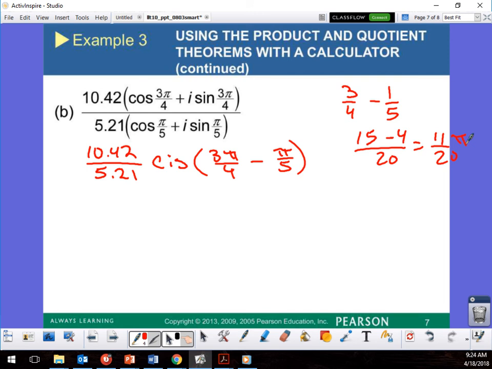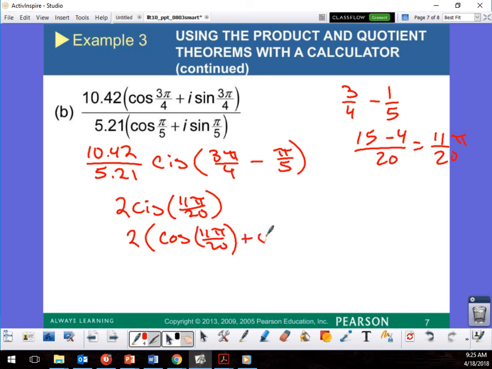So now what is this going to give me right here? 2 cis of 11 pi over 20. And if I want that in my rectangular mode, right? So now I have to go through and actually do the same thing. Expand it again so I can plug it in the calculator. So it's going to be 2 cosine of 11 pi over 20, and you don't put the pi in the calculator, right? Yes, you do. Plus i sine of 11 pi over 20.